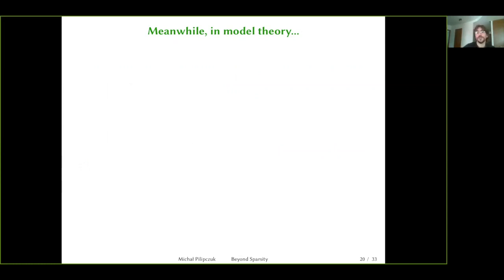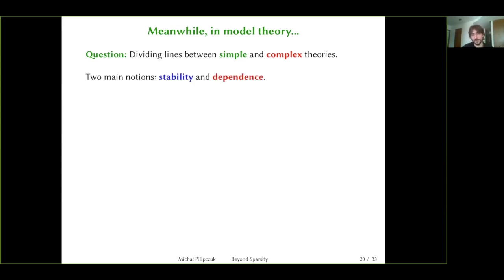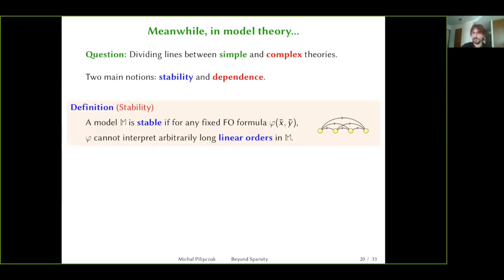And for this, we will look at a different field of research, namely model theory. In model theory, looking at dividing lines between things that are simple and things that are complex is something that people have been studying for years. And the two main notions there are called stability and dependence. Without going into formal details, essentially a model, think of an infinite graph, is stable if for every fixed FO formula, I cannot, using this formula, define arbitrarily long linear orders. So linear orders is a reasonable notion of an abstraction.